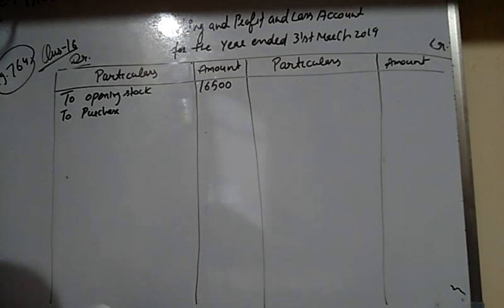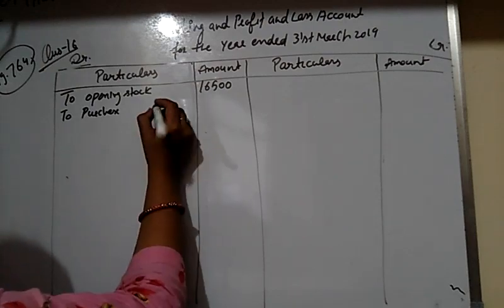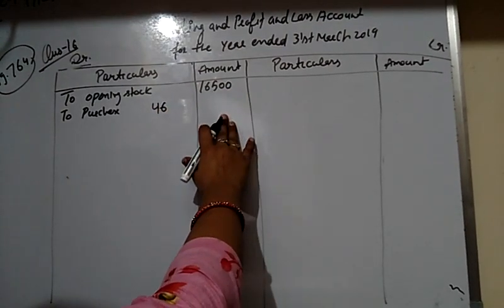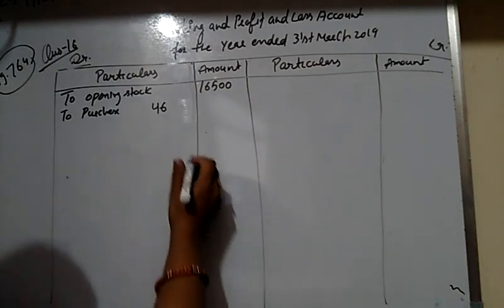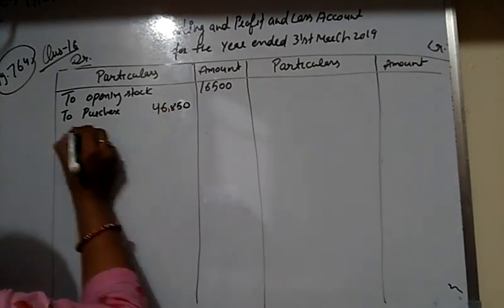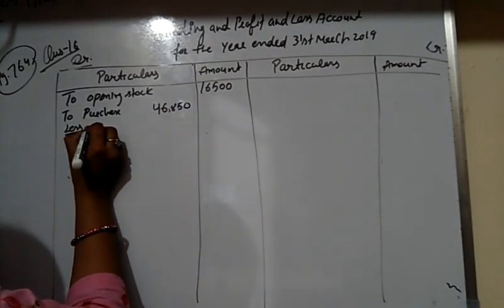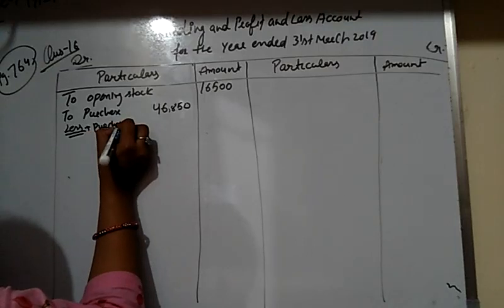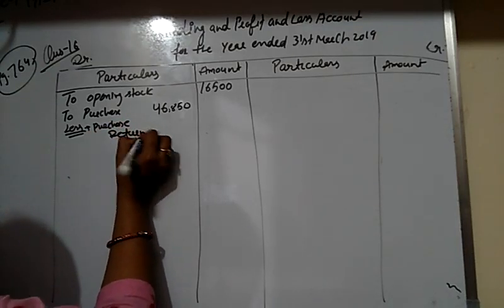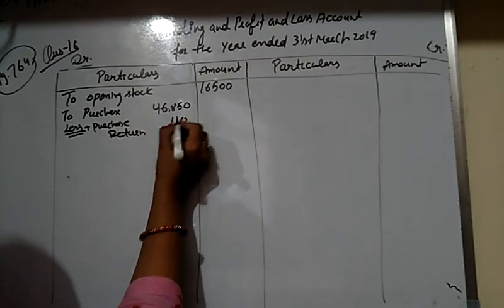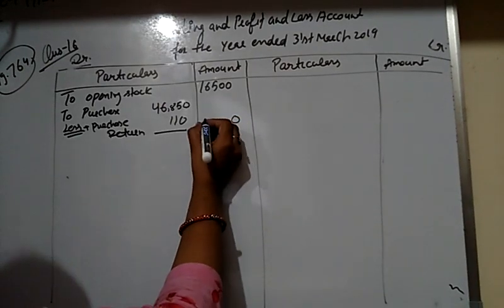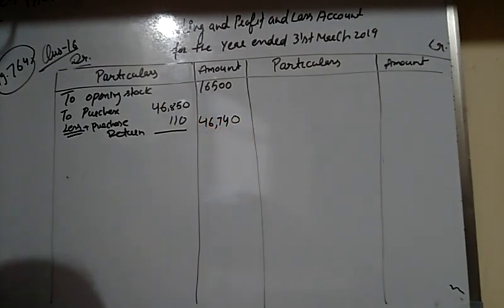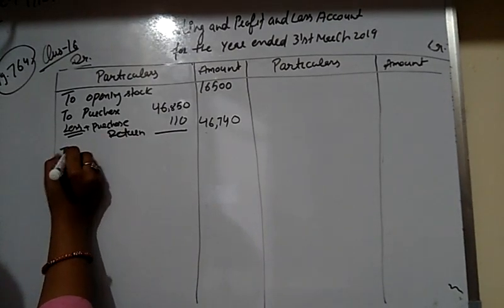Purchases is also given and purchase return is also given. We write the purchases in the inner column first, because we have to record net purchases. Net purchases means purchases minus purchase return. Purchases is 46,850 and we deduct from this the purchase return amount of 1,110 to record the net purchases. So it is 46,740.